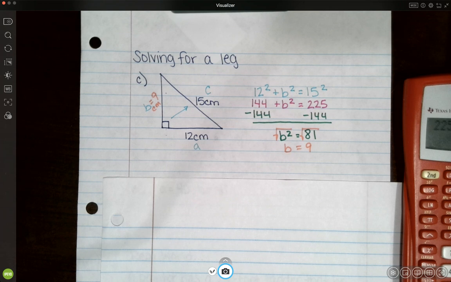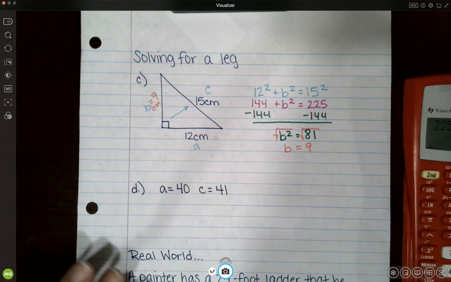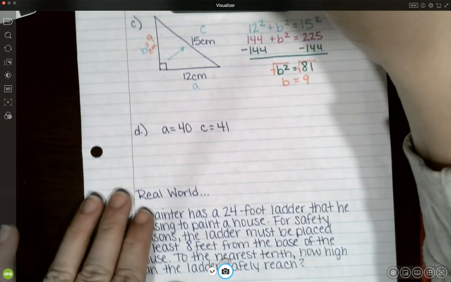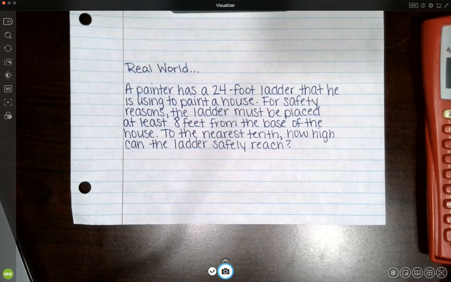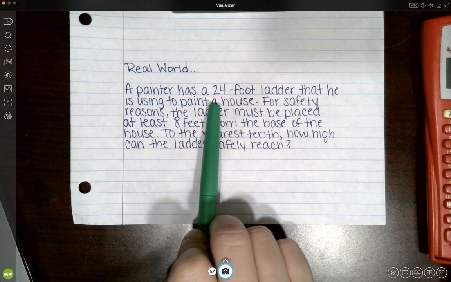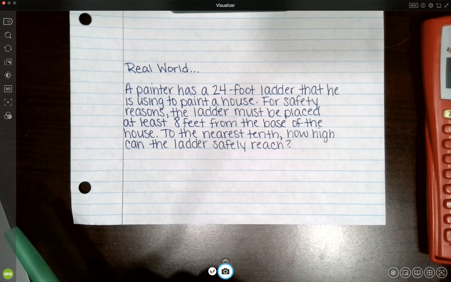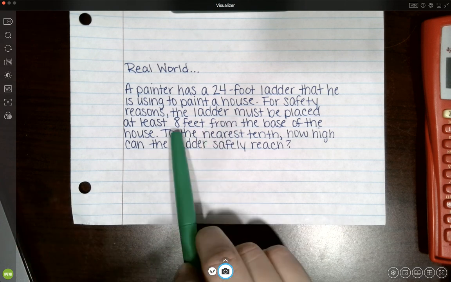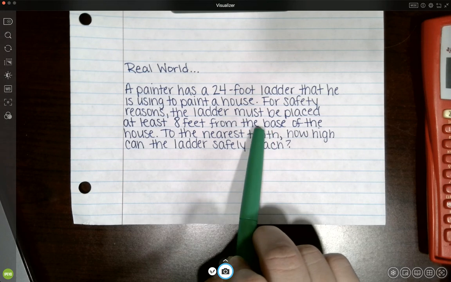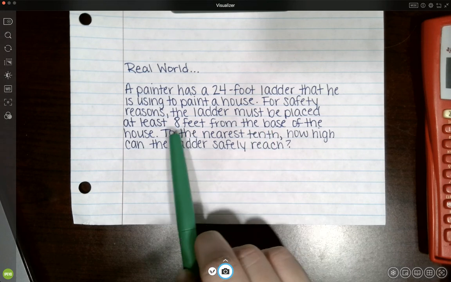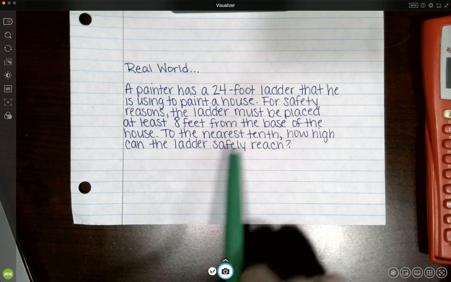All right, and then last but not least is word problems. Nine times out of 10, when you see a Pythagorean theorem problem, it is in real world word problem form. I recommend anytime that you see words, draw a picture. So I have a painter. He has a 24-foot ladder, and he's going to paint a house. For safety reasons, this ladder has to be placed 8 feet from the base of the house, which means it's leaning against the house, and the bottom of it has to be 8 feet away. To the nearest tenth, how high can this ladder safely reach?